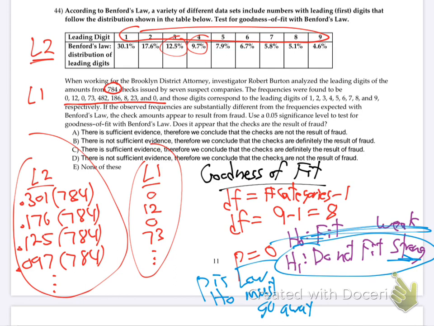They're fraud. Somebody's doing non-normal stuff. They're writing bad checks. So there's sufficient evidence. Therefore, we conclude that the checks are not fraud. No. There's sufficient evidence. Therefore, we conclude the checks are definitely the result of fraud. C. So that's evidence admissible in a court of law. There it is. All right. On we go. We good with that one? Done that one so many times?